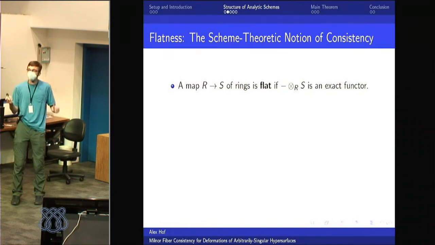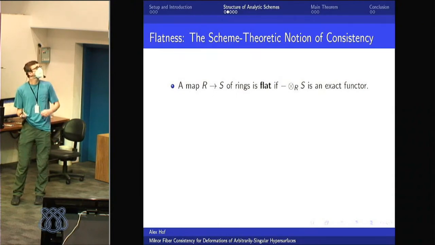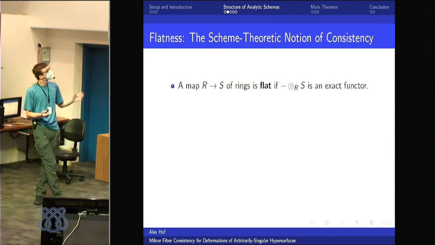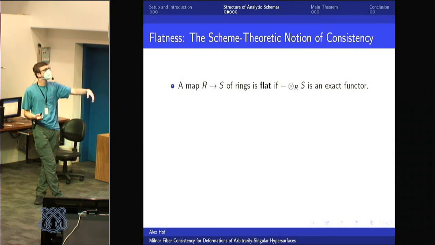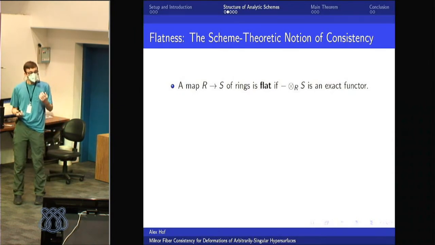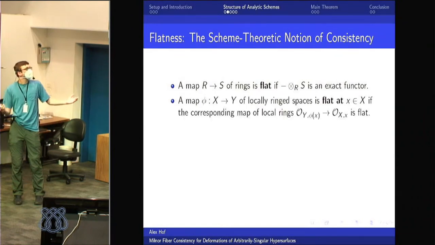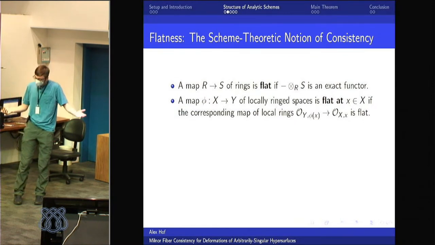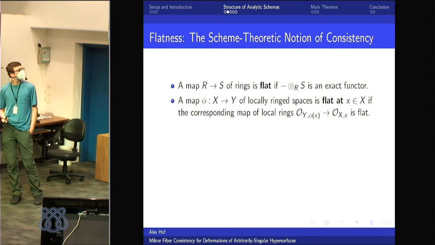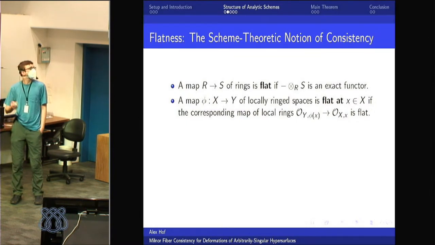And then this notion of flatness ties into this. This is a scheme theoretic notion of what it means for a family of things to be consistent. So first, just some real dry algebra background. A map of rings is flat if tensoring over the one by the other is an exact functor. It's always right exact, so this is really about left exactness. And if you have a map of locally ringed spaces, for example schemes or complex analytic spaces, you say a map is flat at a point if the corresponding map of local rings in the opposite direction is flat. Nothing particularly exciting so far.